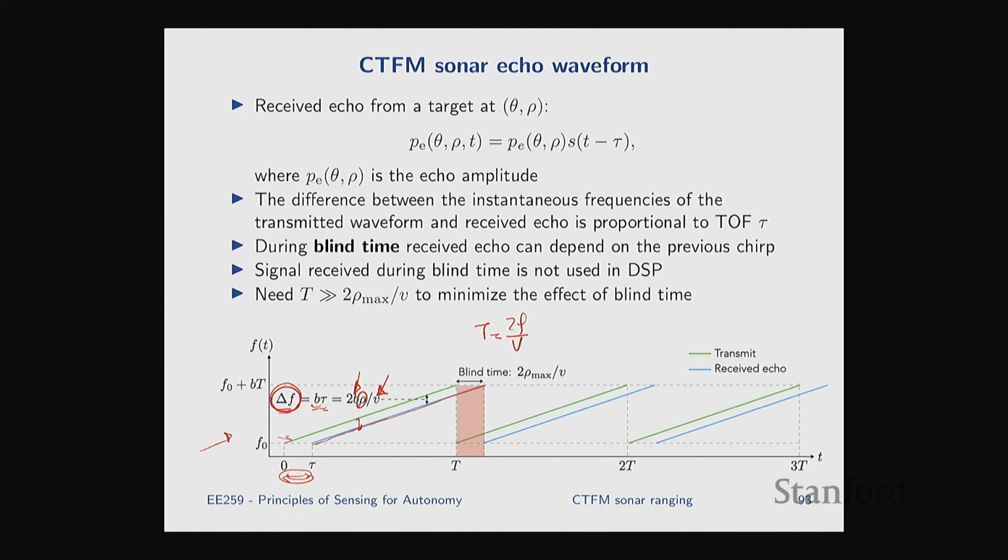So the beauty of this technique is that it transforms a time estimation problem, a time of flight estimation problem, to a frequency estimation problem, right? Now by finding this frequency delta F, you can convert that to time, and you can convert time to distance, okay?